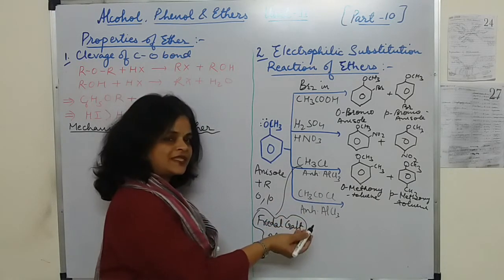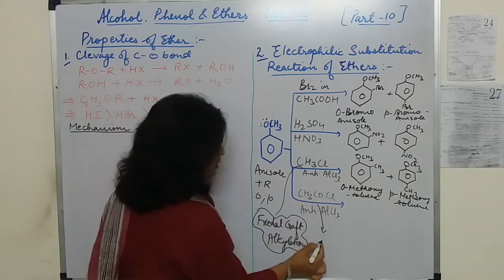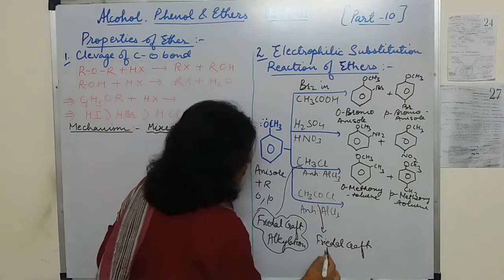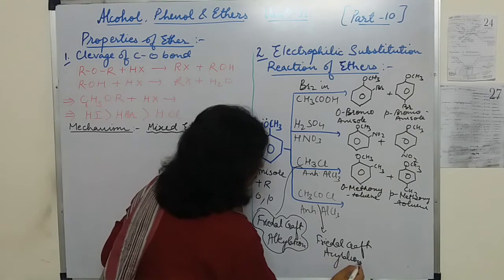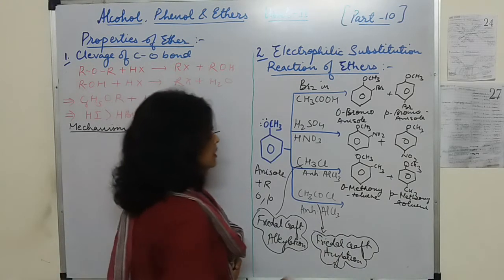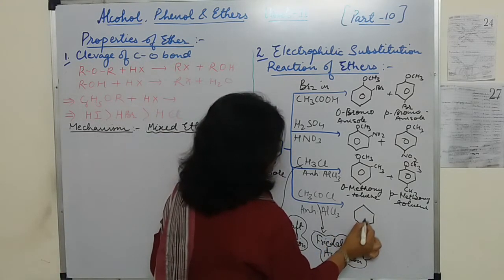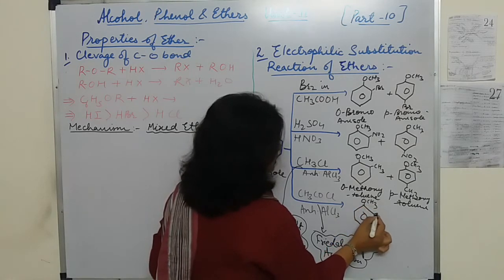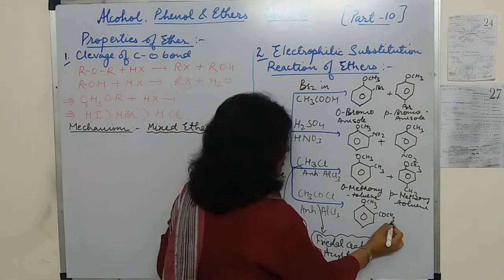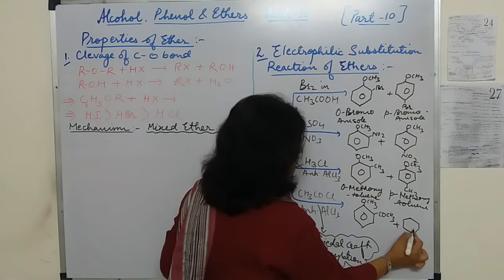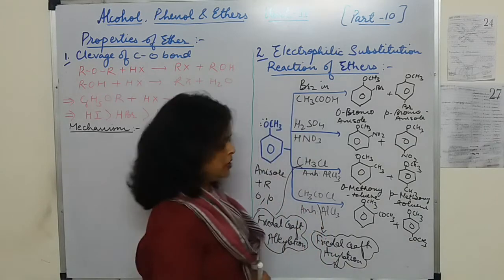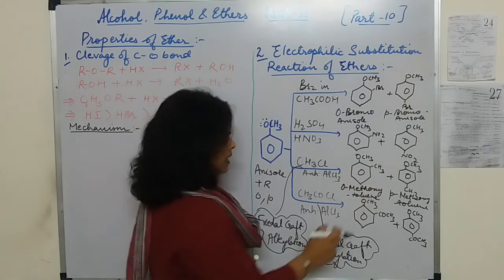Now if you are introducing an acyl group, then in the same way its name will be Friedel-Crafts acylation. Okay, and in this again the acyl group is going to get introduced at its ortho and para position. Let's draw their structure. This is OCH3 and this is CO. This COCH3 group is going to come here, COCH3, and here at para position OCH3, COCH3.